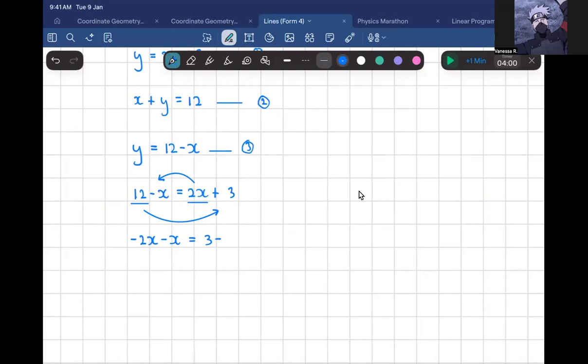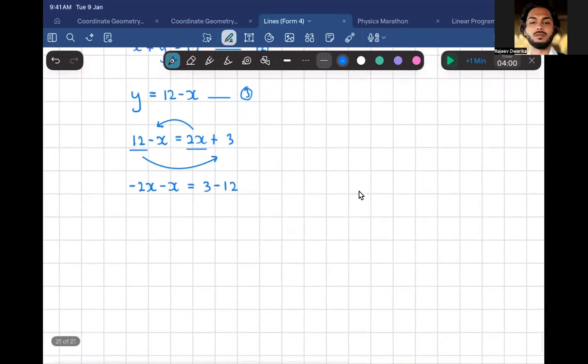3 minus 12. Right, what is minus 2x minus x? Okay, even simpler, what is minus 2 minus 1? Minus 3. So minus 2x minus 1x is minus 3x. What is 3 minus 12? Minus 9. Right? I want to find for 1x, so what do I have to do on both sides? Divide by 3. Positive 3 or negative 3? Minus 3.